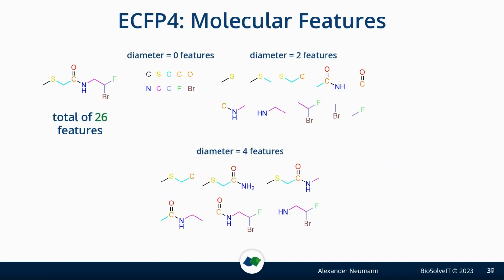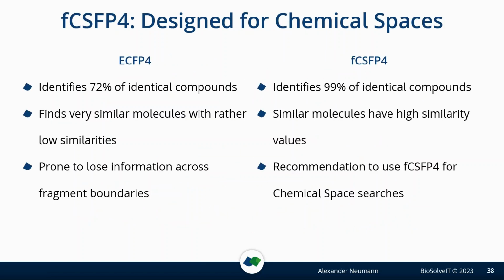So finally, this is the take-home message for you. ECFP4 was able to identify 72 of the identical compounds within the spaces. We know that 212 are inside the spaces, and we were able to identify 72 of them. Whereas for the CSFP4, we were able to identify 99% of those compounds. We do find very similar molecules with rather low similarities, this is a huge part. The similarities are low, the numerical values, whereas we find similar molecules with high similarities, so the numerical number is much, much higher in the case of CSFP4.